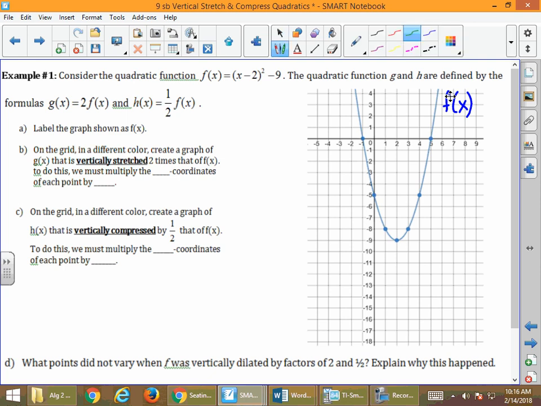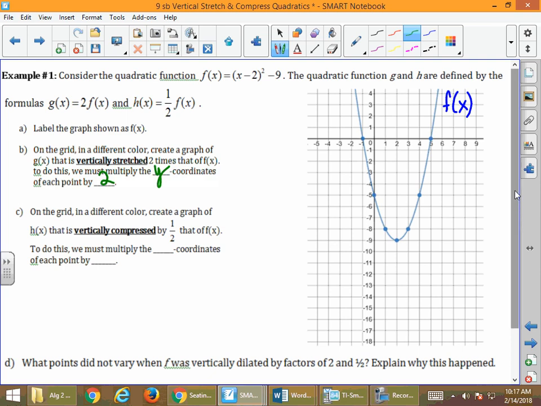But now it says on the grid, in a different color, create a graph of g of x that's vertically stretched, well, vertically stretched 2 times that of f of x. Well, what we have to do, if we're vertically stretching something, is multiply the y coordinates, because vertical is going to go up or down. In this case, we multiply all the y coordinates in our original graph by 2.